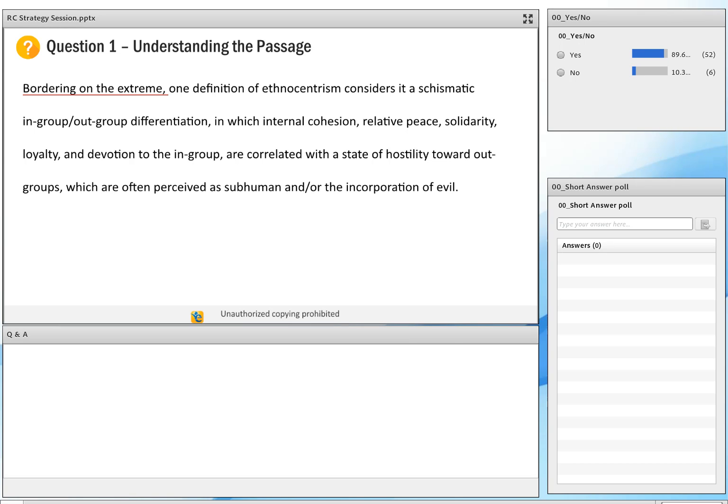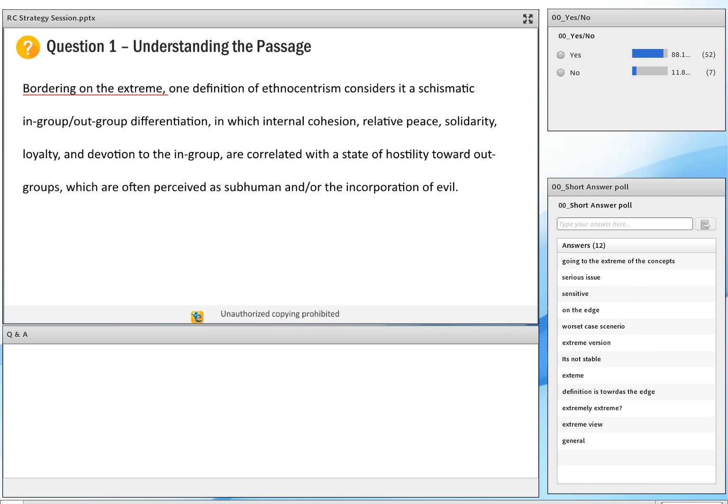Okay, so let's come back to this. Bordering on the extreme, one definition of ethnocentrism. Bordering on the extreme describes one definition of ethnocentrism, not ethnocentrism by itself. Now, what does bordering on the extreme actually mean? It's on the edge, yes. Okay, so bordering on the extreme means it is an extreme definition, which means it's an exaggerated definition. That's what it means. It's not a generally accepted definition. It's an exaggerated definition, right?